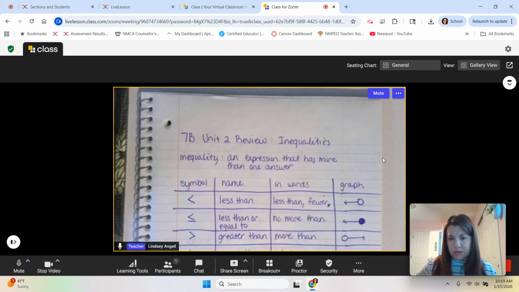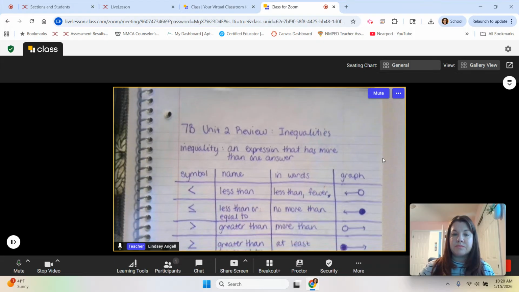I think it will still be very helpful, and we're going to go over plenty, but just be aware of that. Okay? So, an inequality is an expression that has more than one answer, right? So x is greater than 2. That means any number that is greater than 2 could be an answer for that inequality, right? Which is very different than like x equals 2. So that's what we really need to consider.